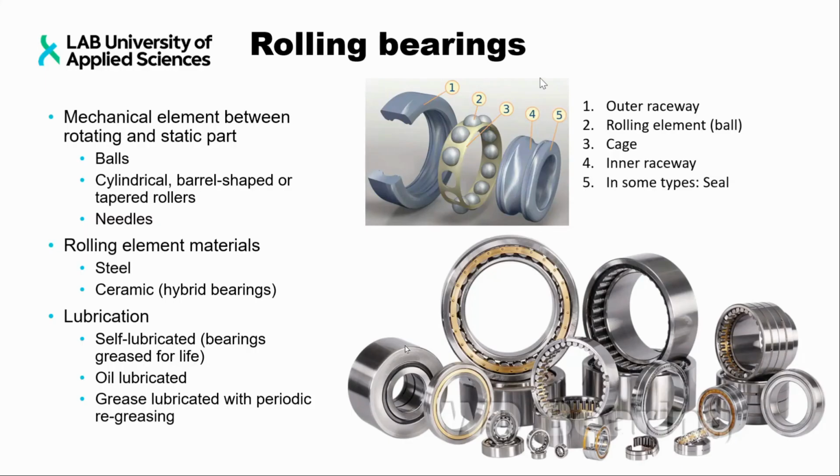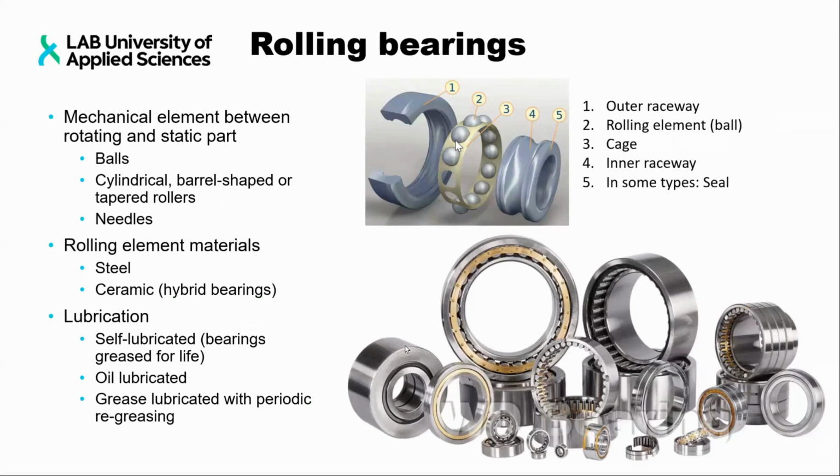In this picture, you can see a basic configuration of a rolling bearing. So we have an outer raceway, which is usually the static part. Usually the shaft is spinning, but it could be also vice versa. It could be that the shaft is static and the outer side is rotating. Then we have the rolling elements. In this case, they are the balls.